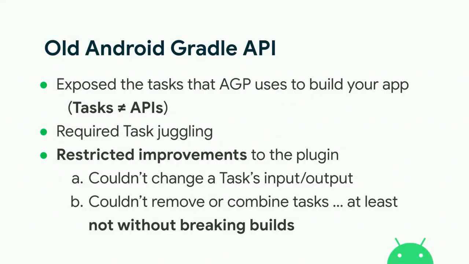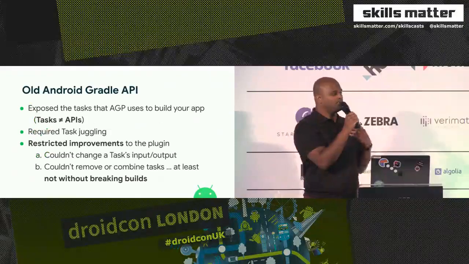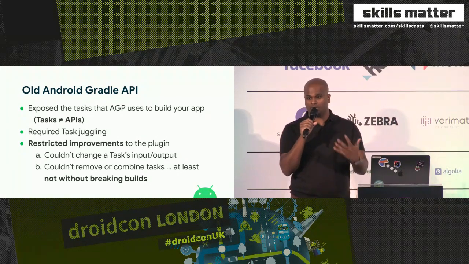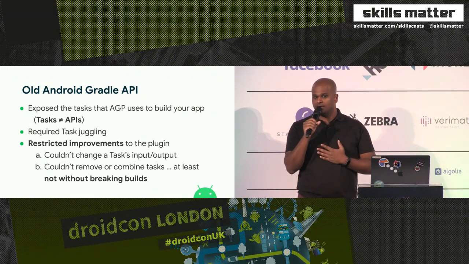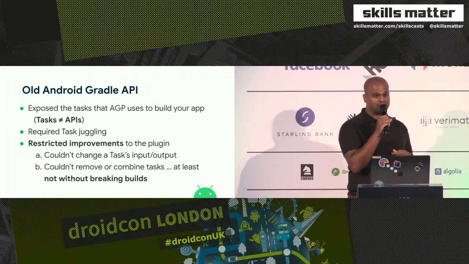So just a little bit of context, the old Gradle plugin, what it did was it exposed the tasks that it used to build your app. And that essentially served as the API. So plugin developers would hook right into the tasks, call them, use their inputs and outputs to customize the build system. But what that did was, it required them to juggle tasks, like know when certain tasks run and when that output would be available for them to use. But also, it kind of made the build team work with their hands tied behind their backs because we couldn't refactor tasks, we couldn't combine or remove them because that would break plugins.